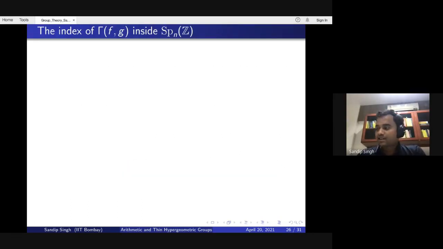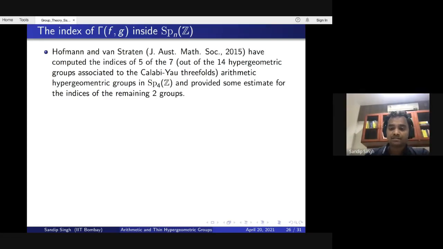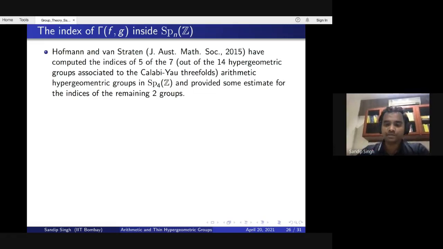So then comes this arithmetic question. Once you know that this is a finite index, then one can of course think of what the index of these groups inside Sp(n, Z) is. There are some people who have computed the index.